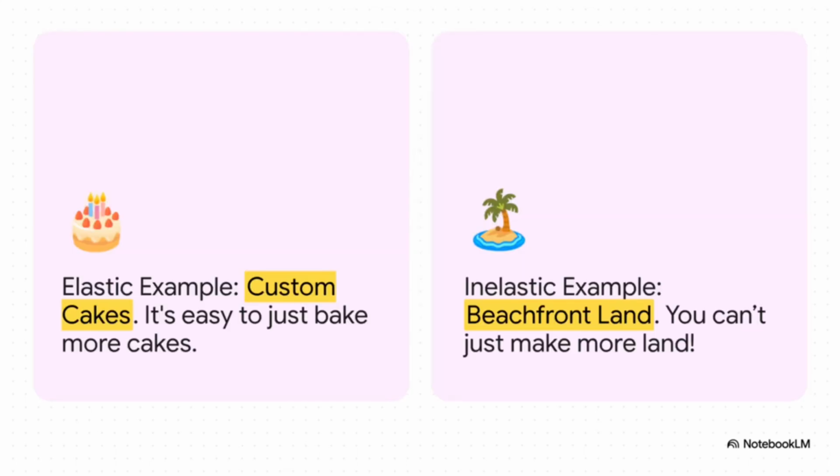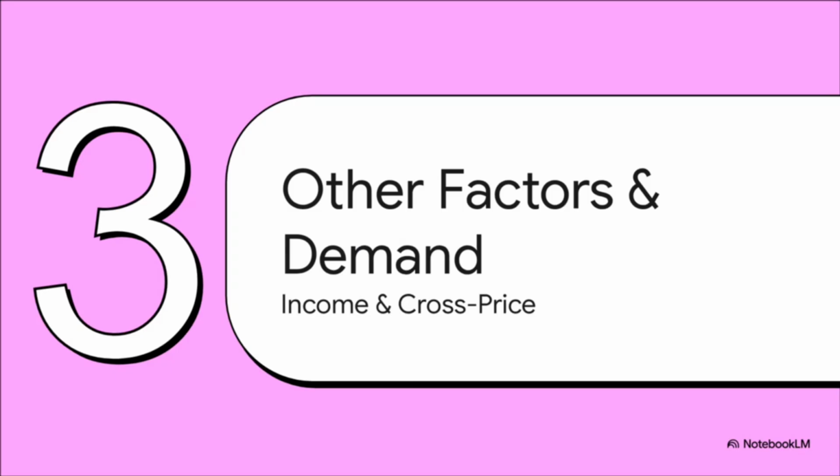Think about it this way. If people suddenly want more custom cakes and are willing to pay more, a bakery can just bake more cakes. Supply is elastic. But what about land on the beach? No matter how high the price goes, you literally can't make more of it. That supply is about as inelastic as it gets. Okay, quick toolkit check. We've got our price tools down.